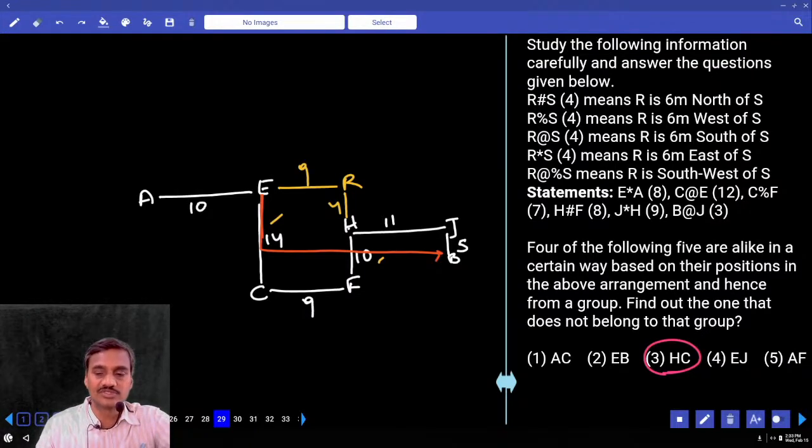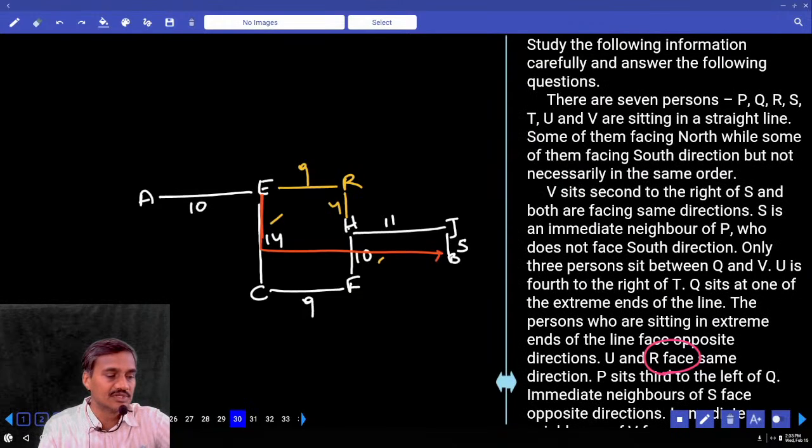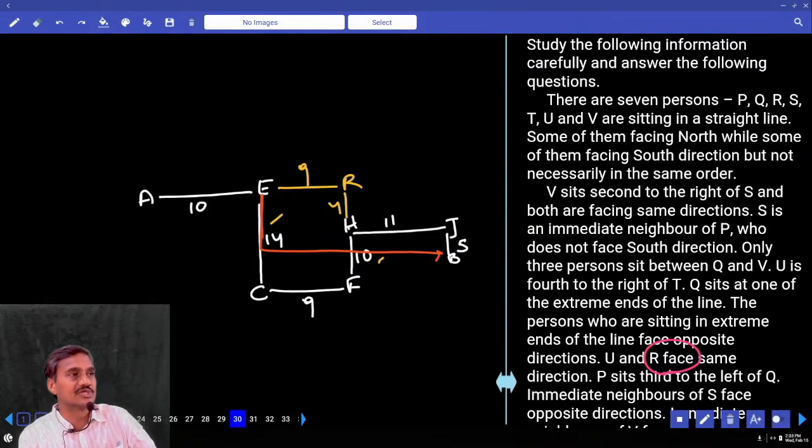And in the remaining, the first element is to the northwest of the second element. Choice 3, question number 29. Next, question 30 onwards. Coming to questions 30 to 34, they are based on row arrangements.